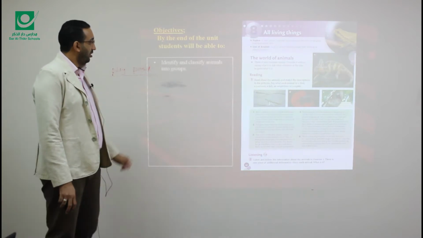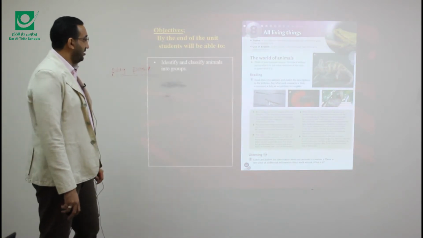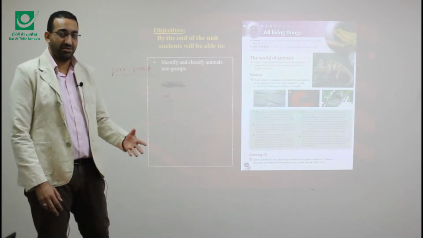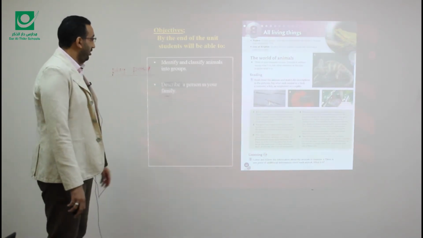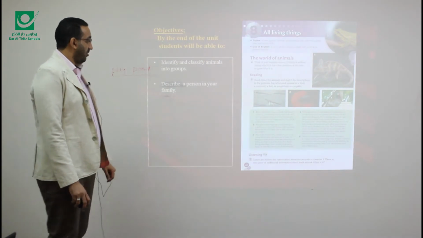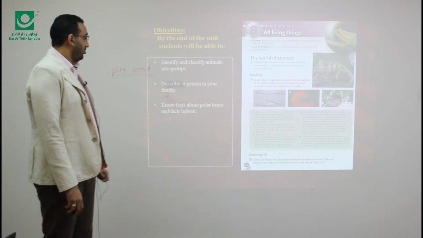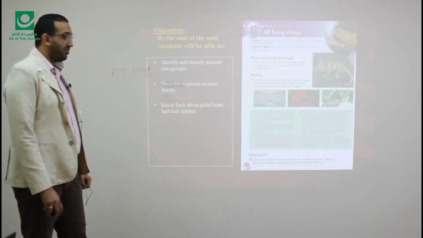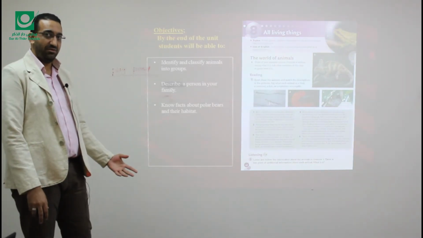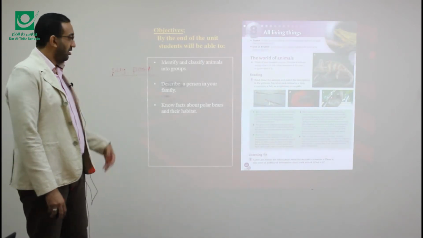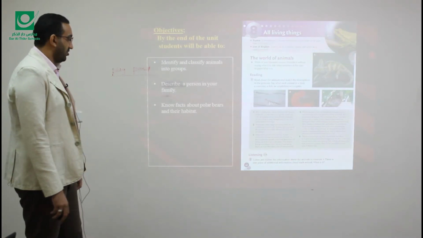Number one, you will be able to identify and classify animals into groups. How could you divide the animals into groups? Number two, we are going to learn how to describe a person in our family. Number three, we are going to know facts about polar bears and their habitat. Where do they live? Some fact files or some information about them. What do they eat? And some questions.